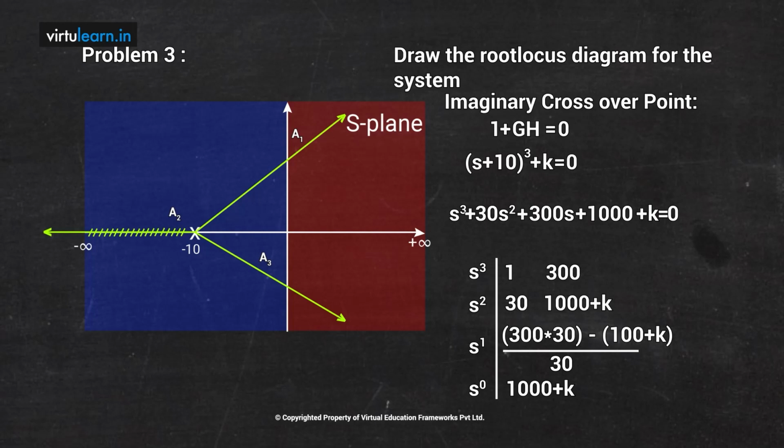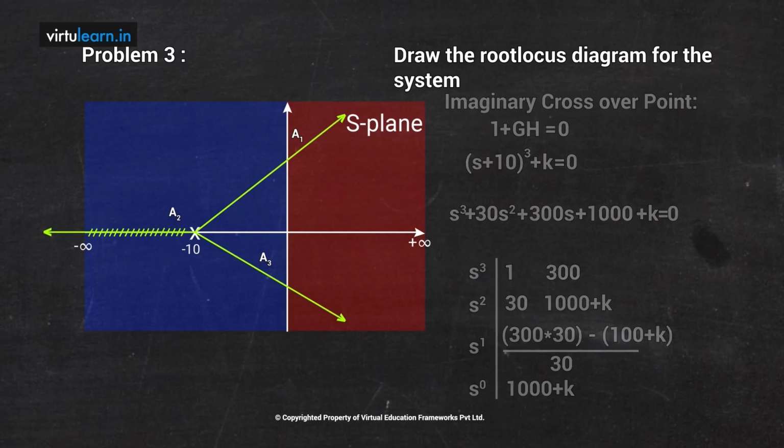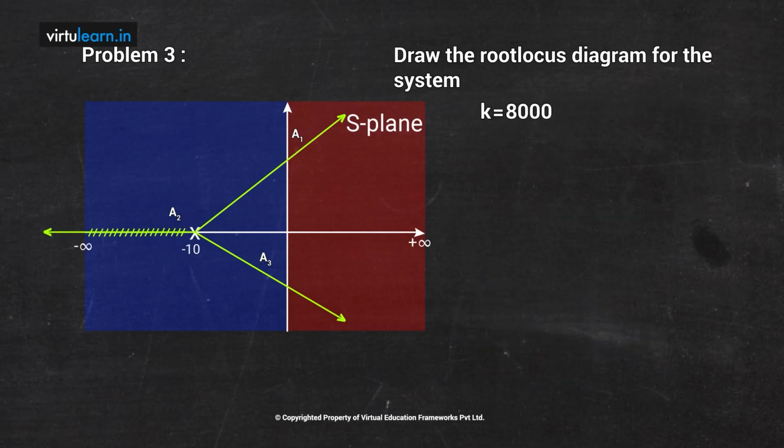And we know that in Routh's array, if you want to make one row 0, always take the s power 1 or s power 3 row. So the s power 1 row I should take. When I take the s power 1 row and make this part equal to 0, you will get the K value as 8000. So 8000 is the K value.